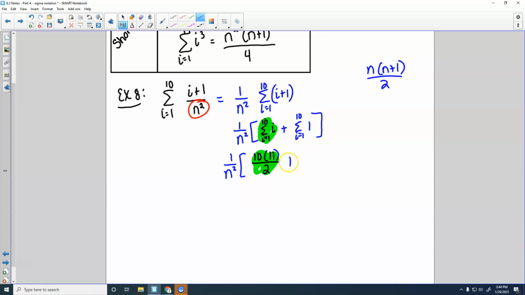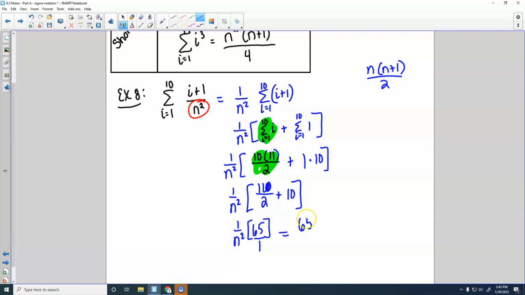And then the shortcut rule for a constant is just that we take that constant and multiply it by our end value, which would be 10. So if we simplify that down a little bit, we're going to have 110 over 2 plus 10, which is 55 plus 10. So I have 1 over n squared times 65. They might write it like this. They might do 65 over n squared. And that would be as simplified as you could go because the n is a constant that we don't know.